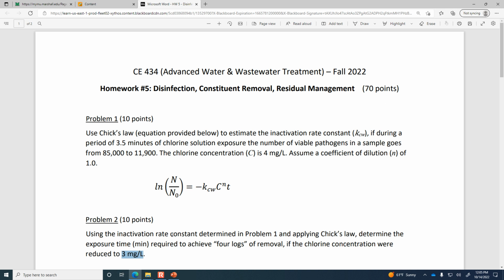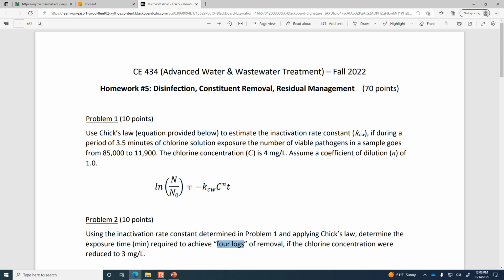Any preliminary questions having looked at that? How can you tell that you get 4 logs of removal again? Well, 4 logs of removal is specified in the problem statement. So the way that you'd know is if the starting population was 10,000 and the finishing population was 1.